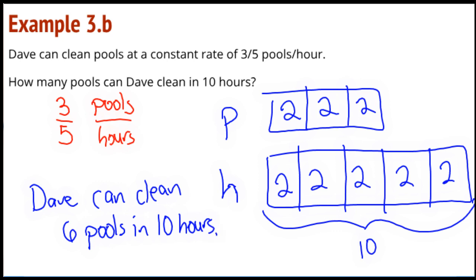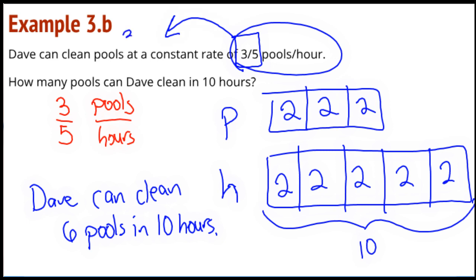And I did this by taking the rate, finding the unit rate, taking the unit rate and turning it into the ratio of 3 to 5, and using the ratio of 3 to 5 to create a tape diagram using the information given in the problem.